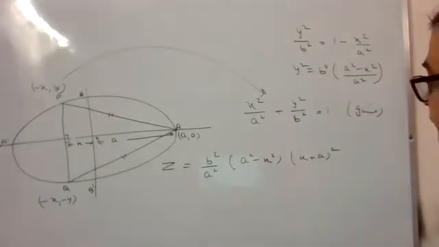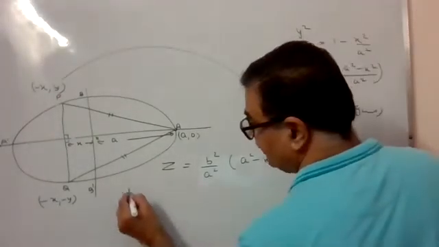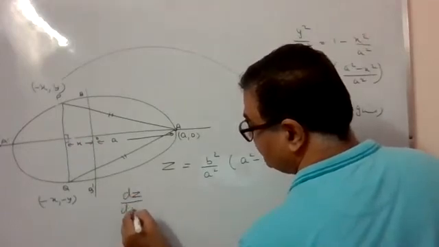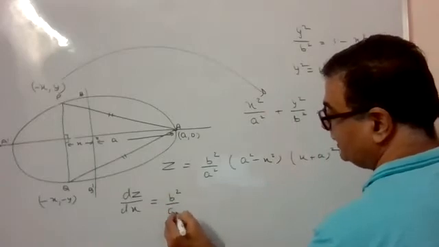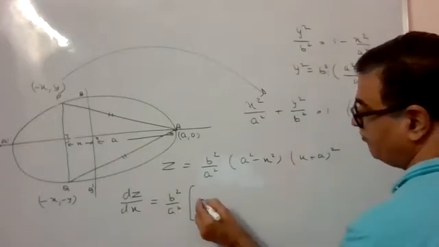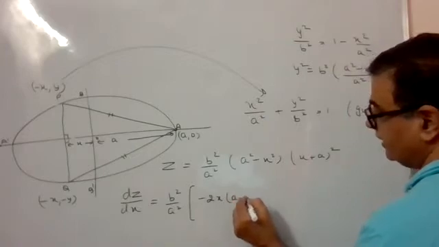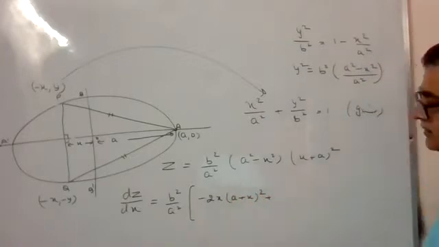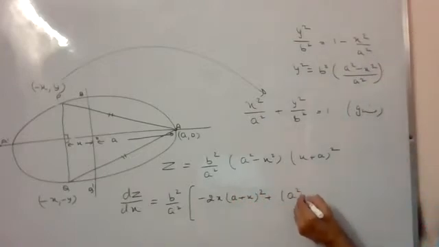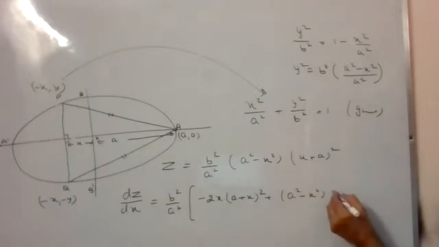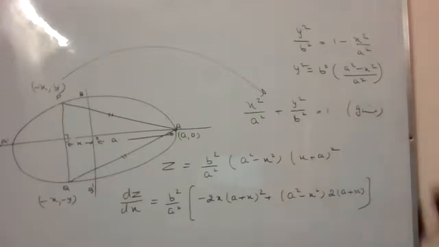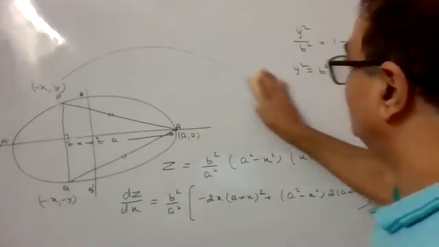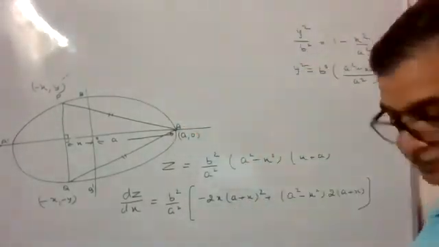Okay, and now we should differentiate it. So I go for dz by dx. What will that come? b square by a square. When you differentiate, it will come minus of 2x times a plus x whole square plus this will come out to be a square minus x square and then 2 times a plus x. Now we will solve it further.